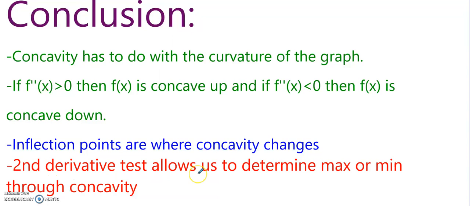Then we have the second derivative test, which also allows us to find relative minimums and maximums like the first derivative test. Here we take our critical values from the first derivative and we just directly put them into the second derivative to see if they are positive or negative to determine our concavity, which will then tell us if something is a relative minimum or maximum.